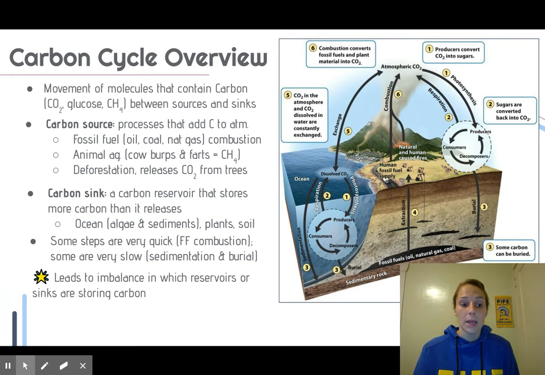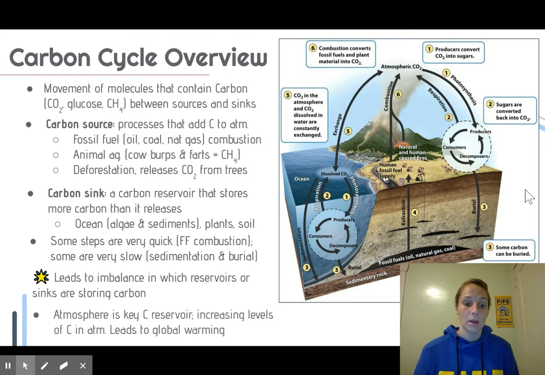Now, the main big idea of this is that you can have an imbalance based on the reservoirs or the sinks and how carbon is being stored. If you're having a lot more stuff releasing it into the atmosphere than taking it out, that's where you lead to an imbalance. You're going to have way more carbon in the atmosphere. And basically, the atmosphere is going to be our major carbon reservoir.